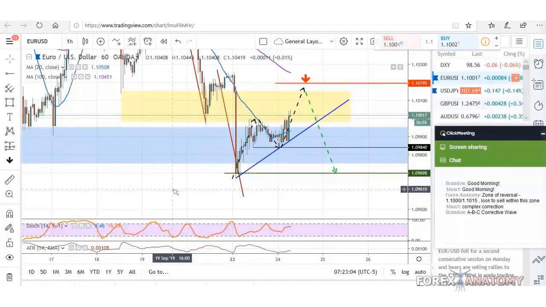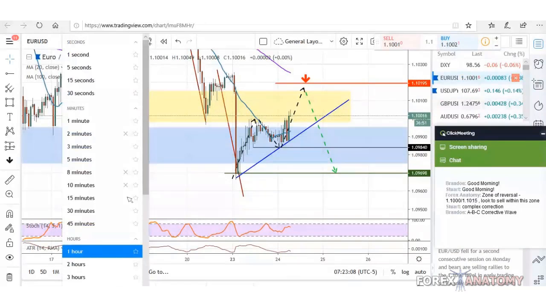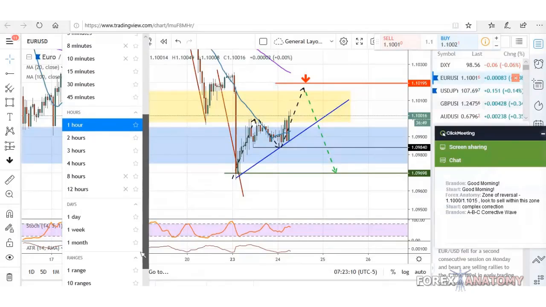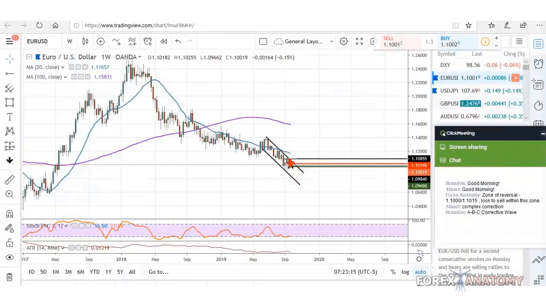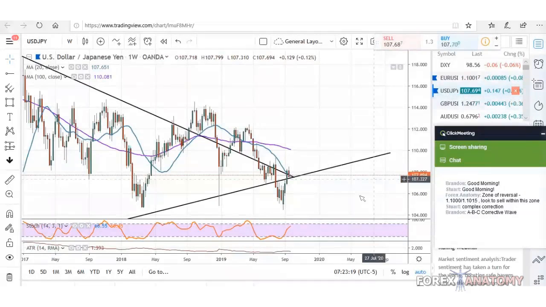which is the US dollar Japanese yen. But what I first want to do is go to the weekly chart. So let me go to the weekly time frame. Okay. And let me go to US dollar Japanese yen. Okay, and let me clear this chart. We don't need this now.